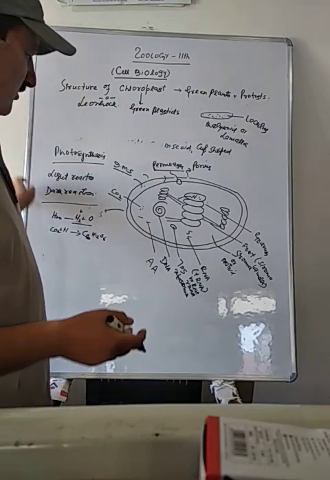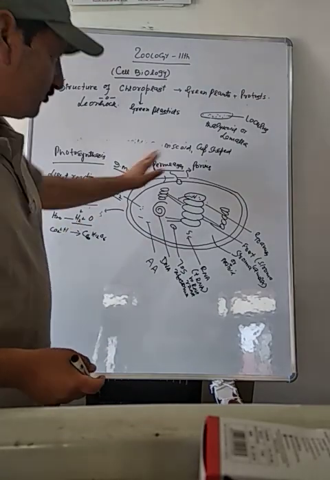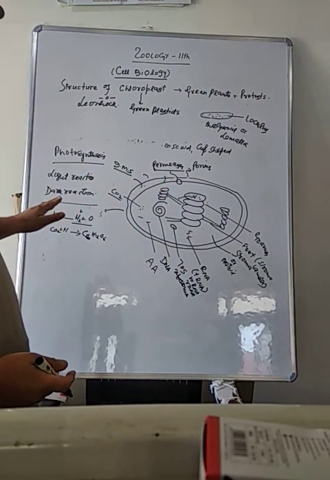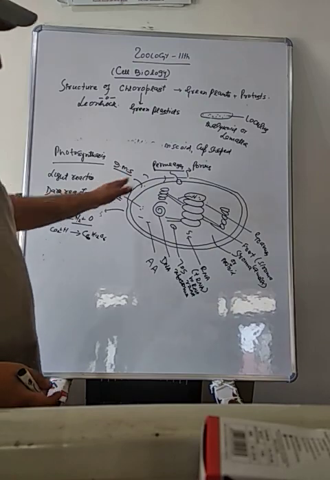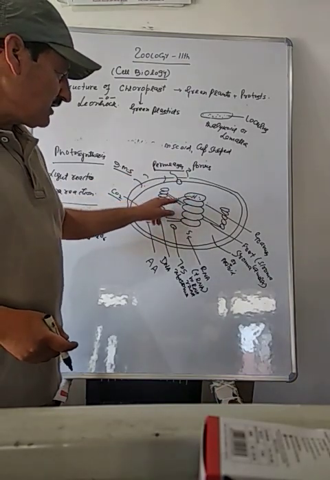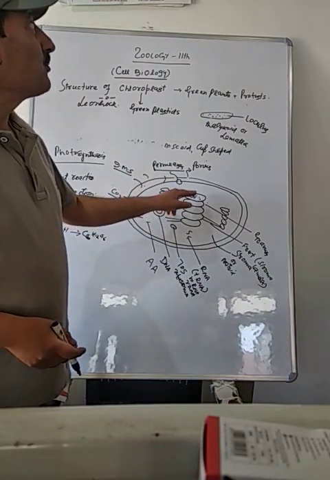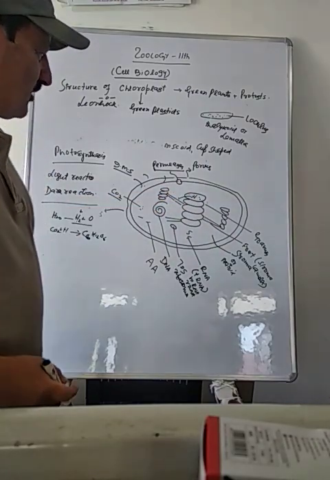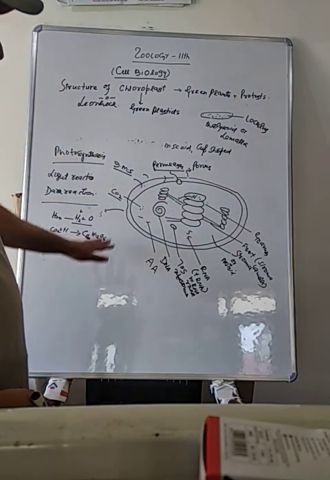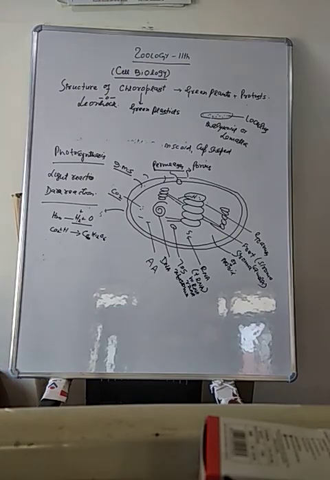This whole process, that is photolysis of water, light reaction as well as dark reaction, occurs both in the grana and in the stroma: light reaction in the grana, dark reaction in the stroma. Okay, this was the structure of the chloroplast.